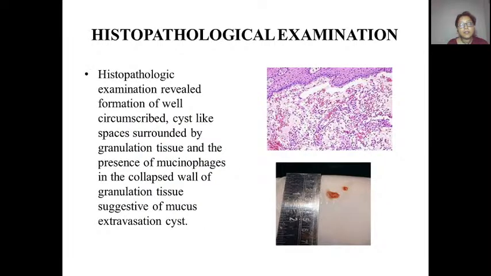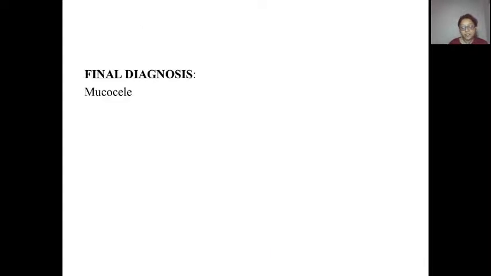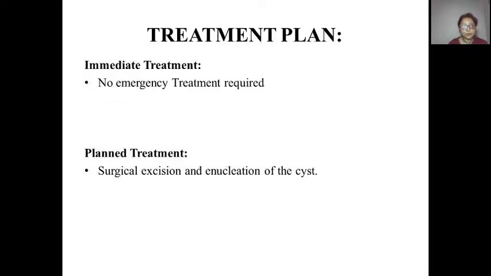We did the histopathological examination. It revealed the formation of well circumscribed cyst-like spaces surrounded by granulation tissue and the presence of muciphages in the collapsed wall of the granulation tissue, suggestive of mucus extravasation cyst. And the final diagnosis that was drawn was mucocele.